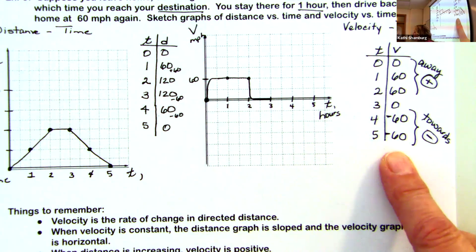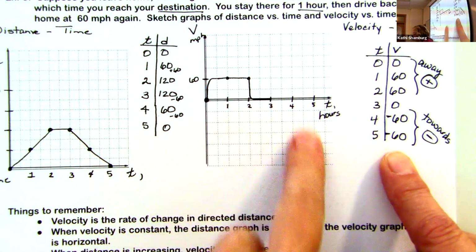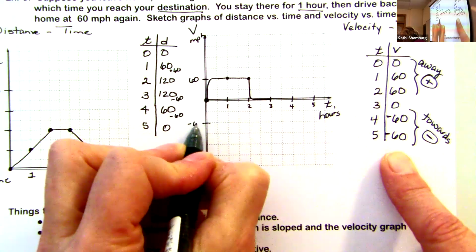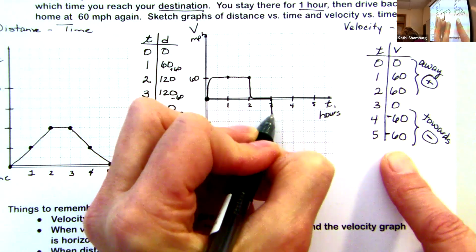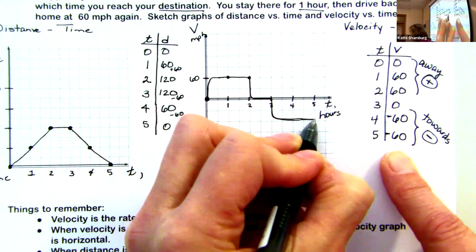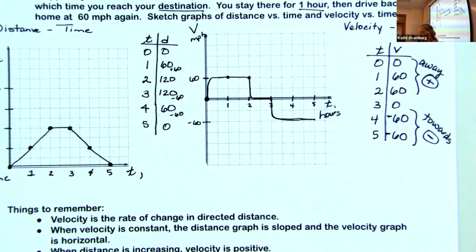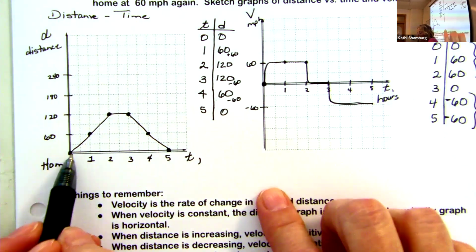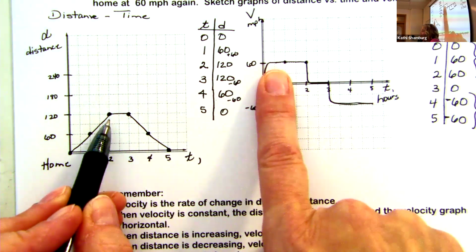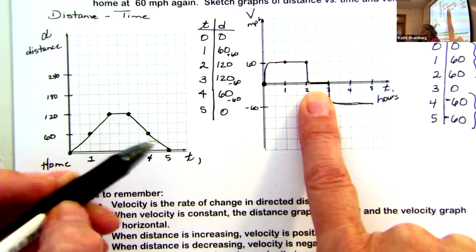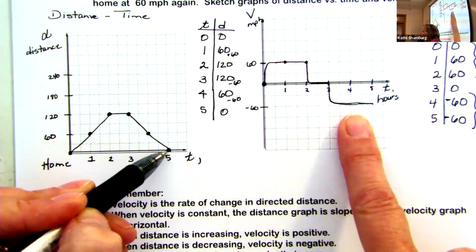I stop and then I'm on the axis here. And now 4 and 5, I'm still going 60 miles an hour, but I have to show that I'm going back home. So now it will go below the graph here. Whoops, that should be on that line here. Now, notice that in relationship to my original graph. When this is increasing, you're above the line. When this is constant, you're on the axis. When this is decreasing, you're below the line.